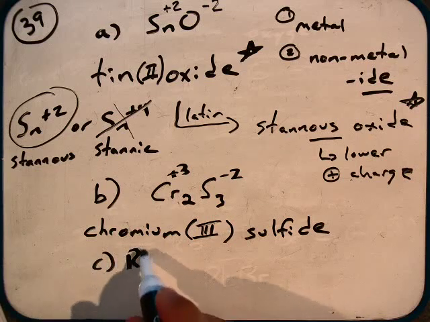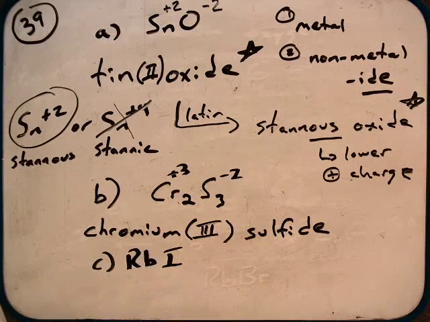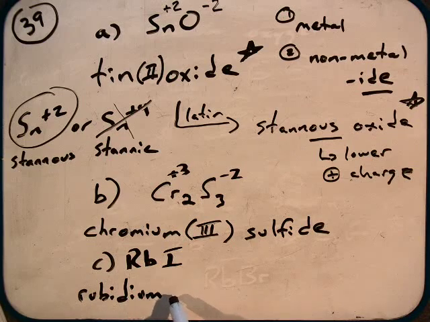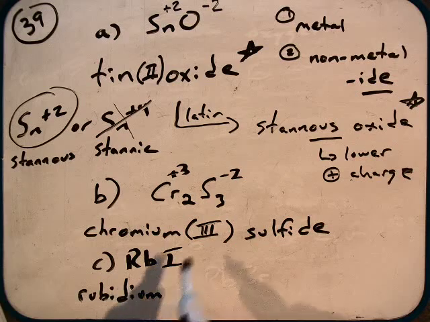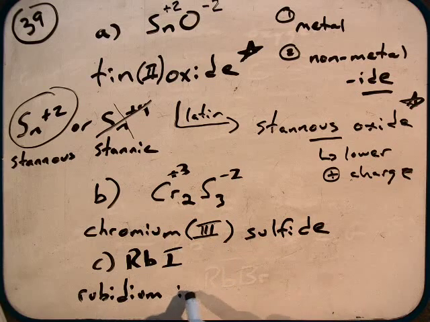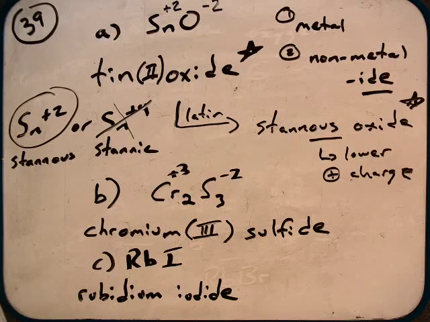Part C is RbI. If we look up what Rb is on the periodic table, that's rubidium. That is our metal, and then iodine would be our nonmetal. Rubidium is a group 1 metal, so it's always +1, so we don't need to use the stock system. We can just simply say rubidium iodide, and know from its placement on the periodic table that the rubidium would be +1 and the iodide would be -1.